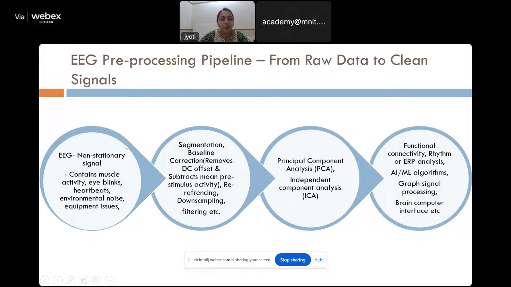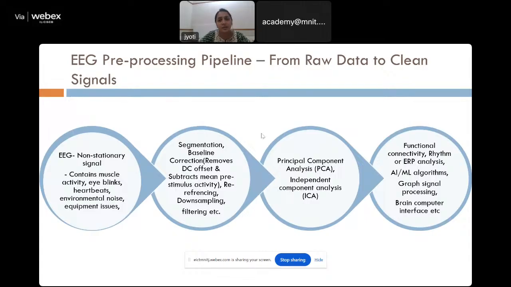It is not mandatory that every time we do all the pre-processing; these steps are optional and depend on the situation. The next step, which some people do, is baseline correction. What is that? We remove the DC offset. If any DC offset is there in your data, we take the DC average and remove it from our data.